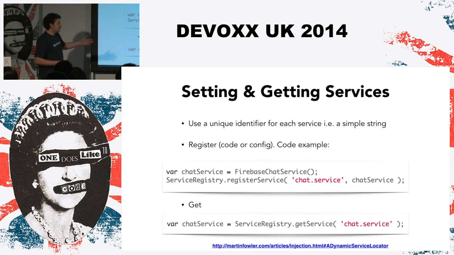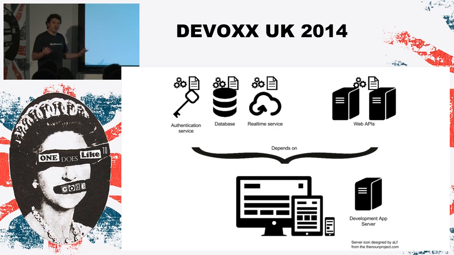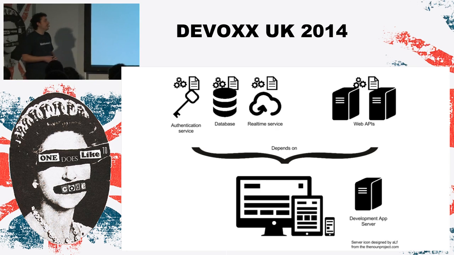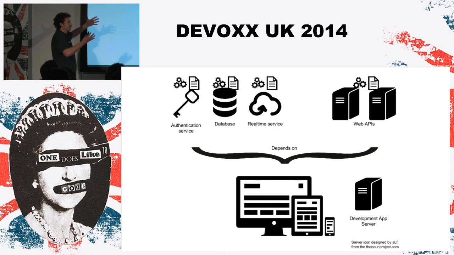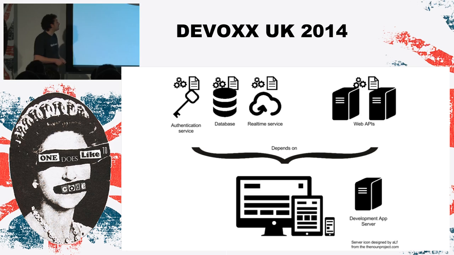This is actually an example of a dynamic service locator defined by Martin Fowler. It's really simple. There are loads of different ways of doing this, dependency injection. But we've decided that this is just a really nice, simple mechanism. We're not injecting things into constructors and so on.